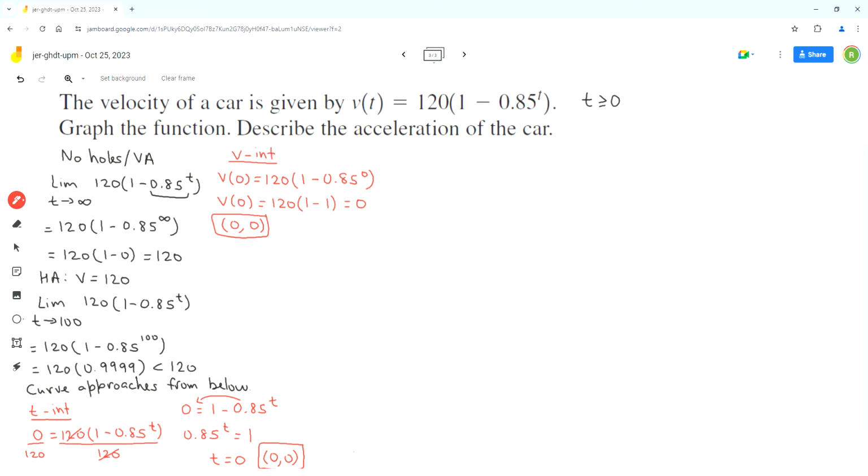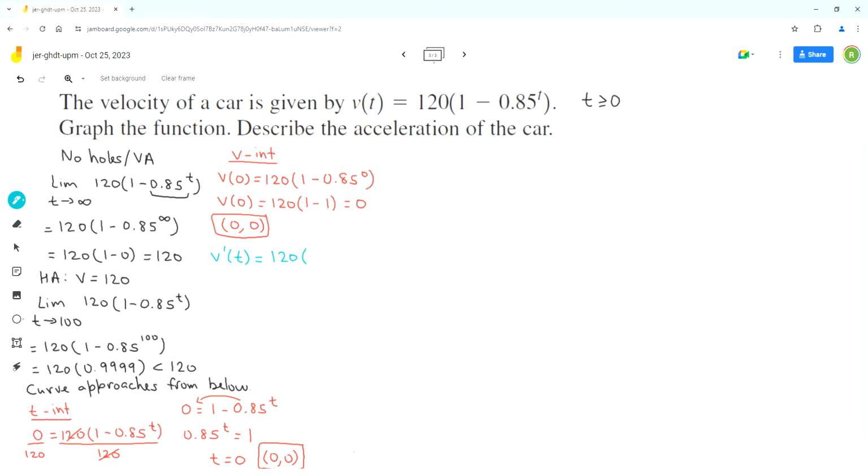So the next step is to find the critical points for this function. Critical points are points at which the derivative of the function is equal to 0 or undefined. So we have to find the derivative of this v(t) function. Now in this given v function, 120 is the coefficient of this function, so it will stay as it is.